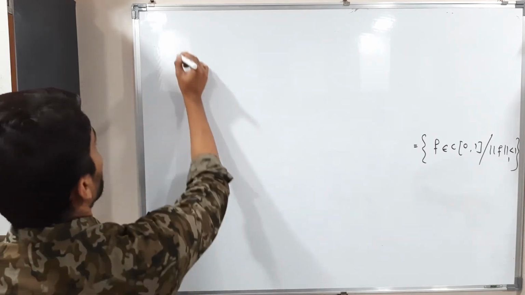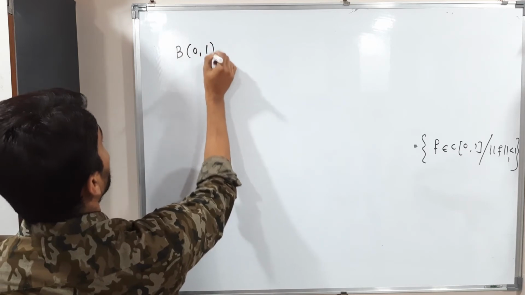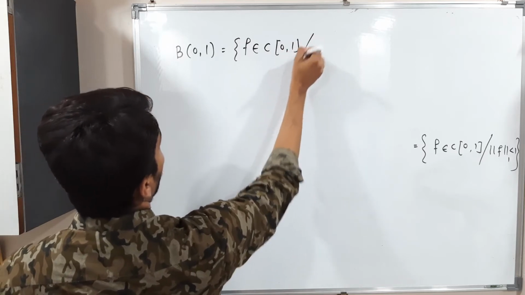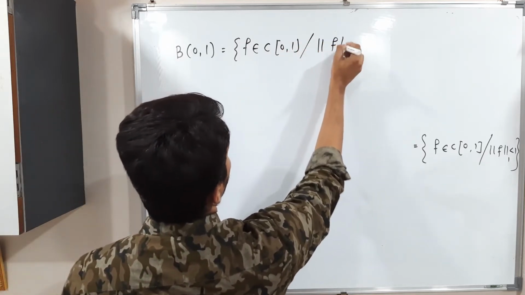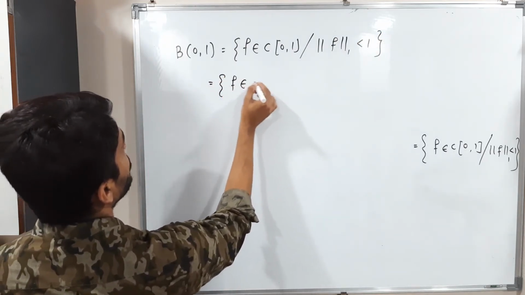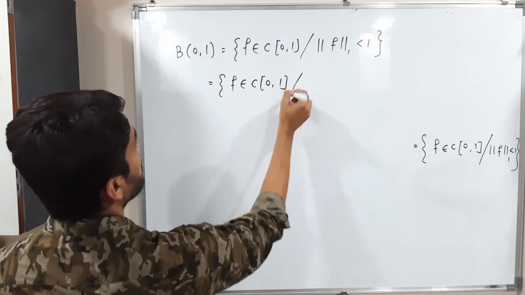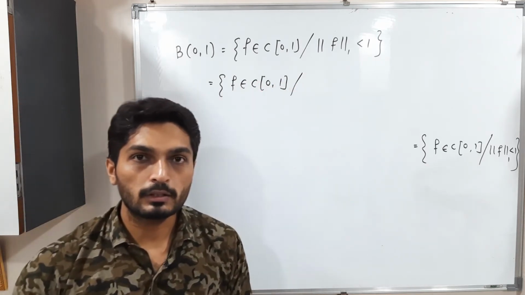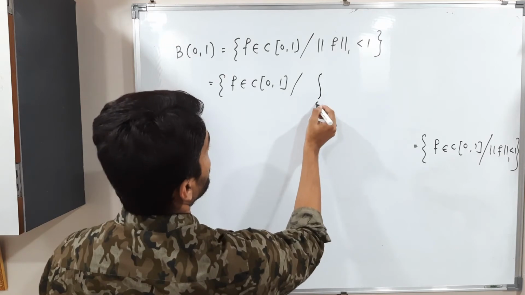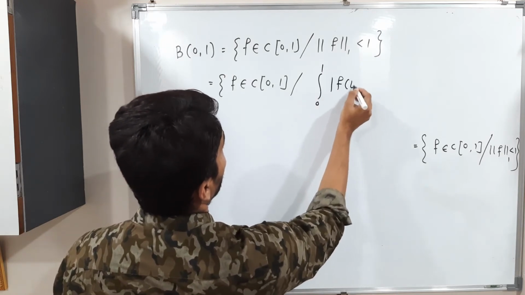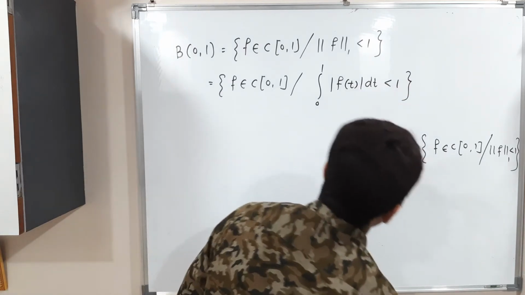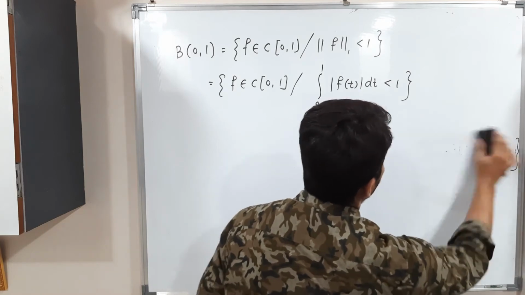So let us continue. We are finding B(0, 1), which is equal to the set of f belongs to C closed interval 0 1 such that norm f1 is less than 1. What was the definition of norm 1? Norm 1 is defined with the help of integration, so it is integration 0 to 1 mod f of t dt less than 1. I will remove this part, now it is not required.